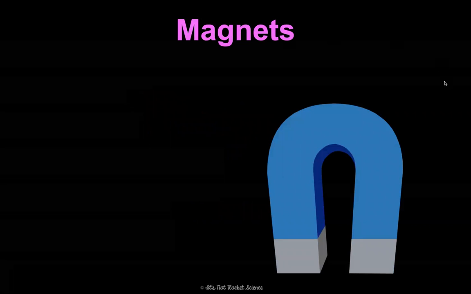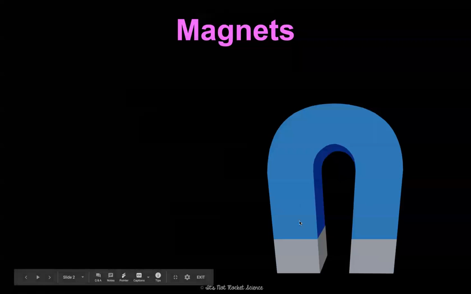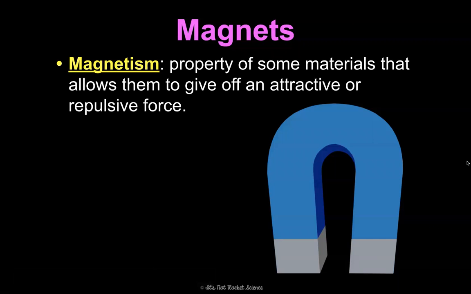So let's talk about magnets. This is what we call a bar magnet. It has a north pole and a south pole. We'll get to that in a minute.